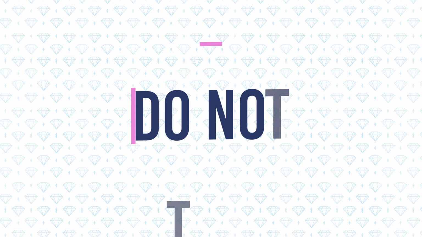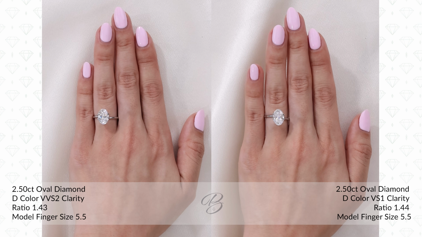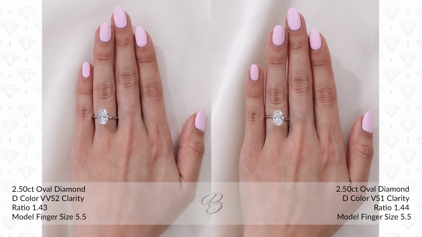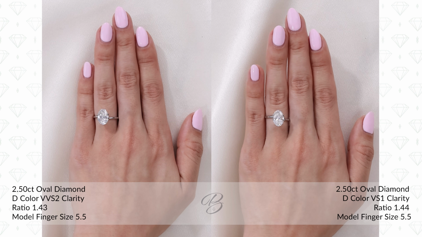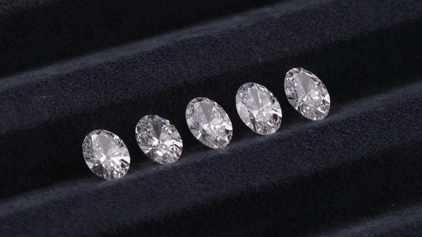I hope you've learned a lot up till this point, but one more thing is, why do I say do not fixate over the ratio? It's because I've literally had clients where, let's say I have two identical carat weight stones and one is 1.43 and one is 1.44 ratio, and they're fixated on a certain ratio and they say, I only want this 1.44. I'm like, hold on a second, hold on. Let's look at the overall beauty of the stone.